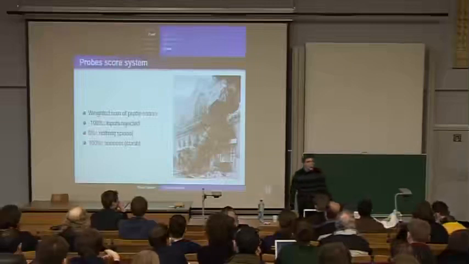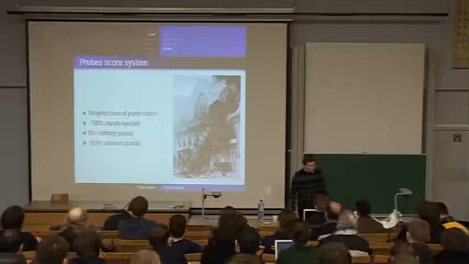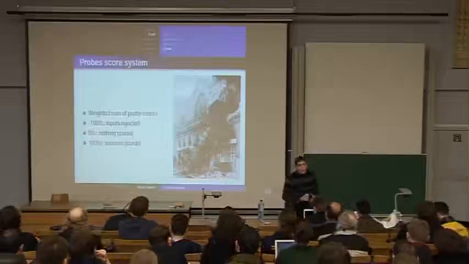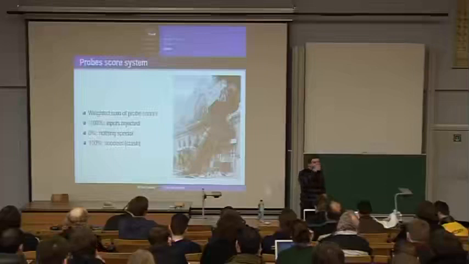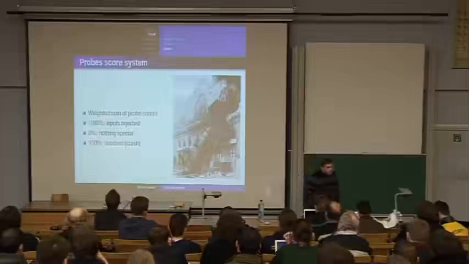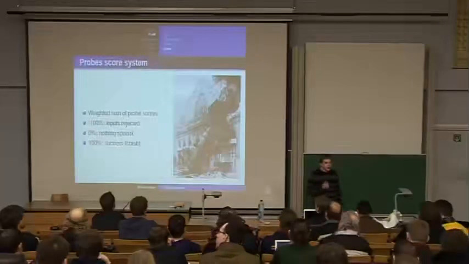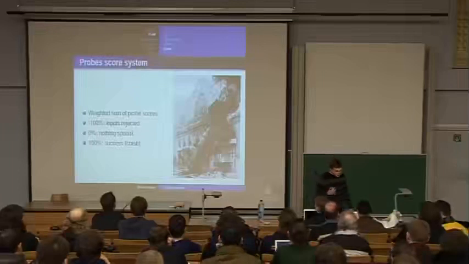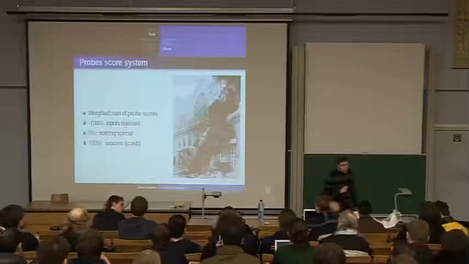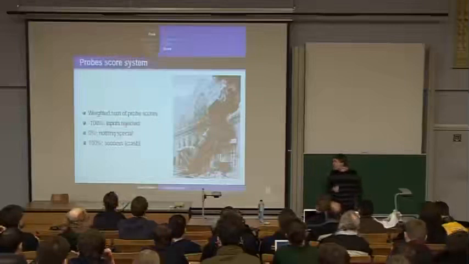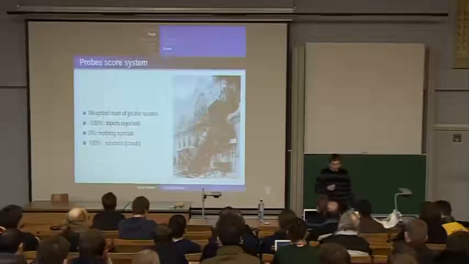In Fusil, I use a score system, which means that each probe has a score, and you do the sum of all probes, and you can also give a weight to the probe, so that if you have a lot of false positives, you can use a lower weight for the probe. A score of -1 or -10% is input rejected. 0 is nothing special, and the higher score means simply a crash.